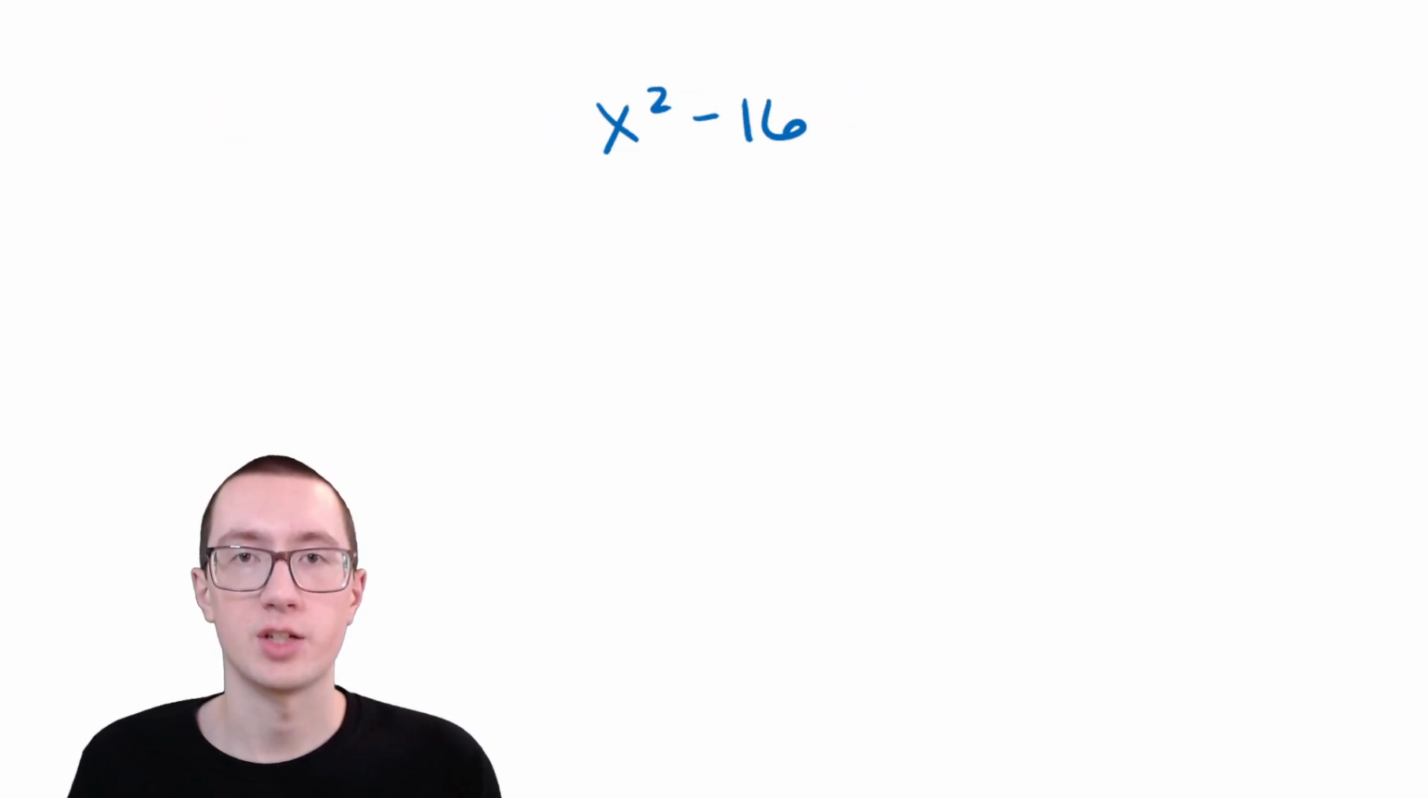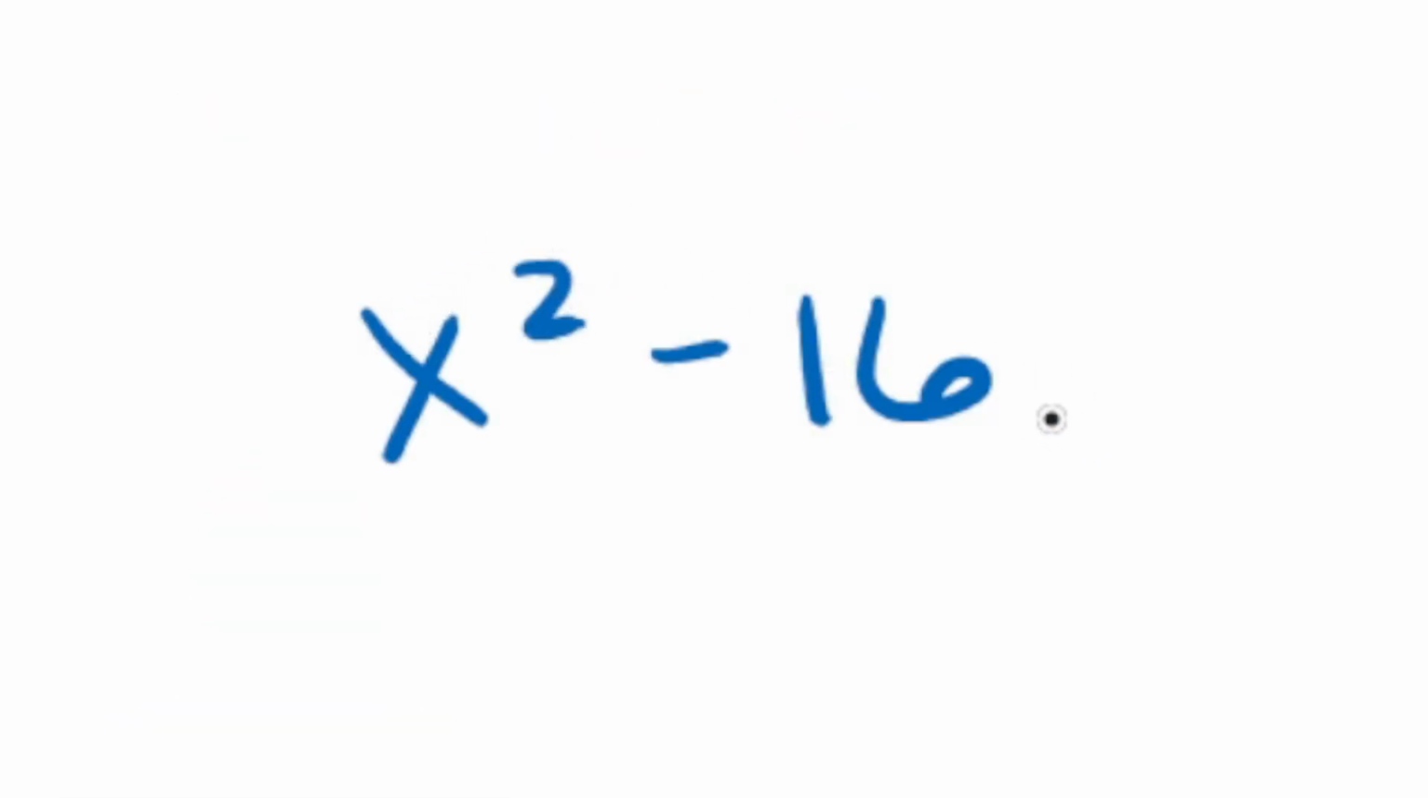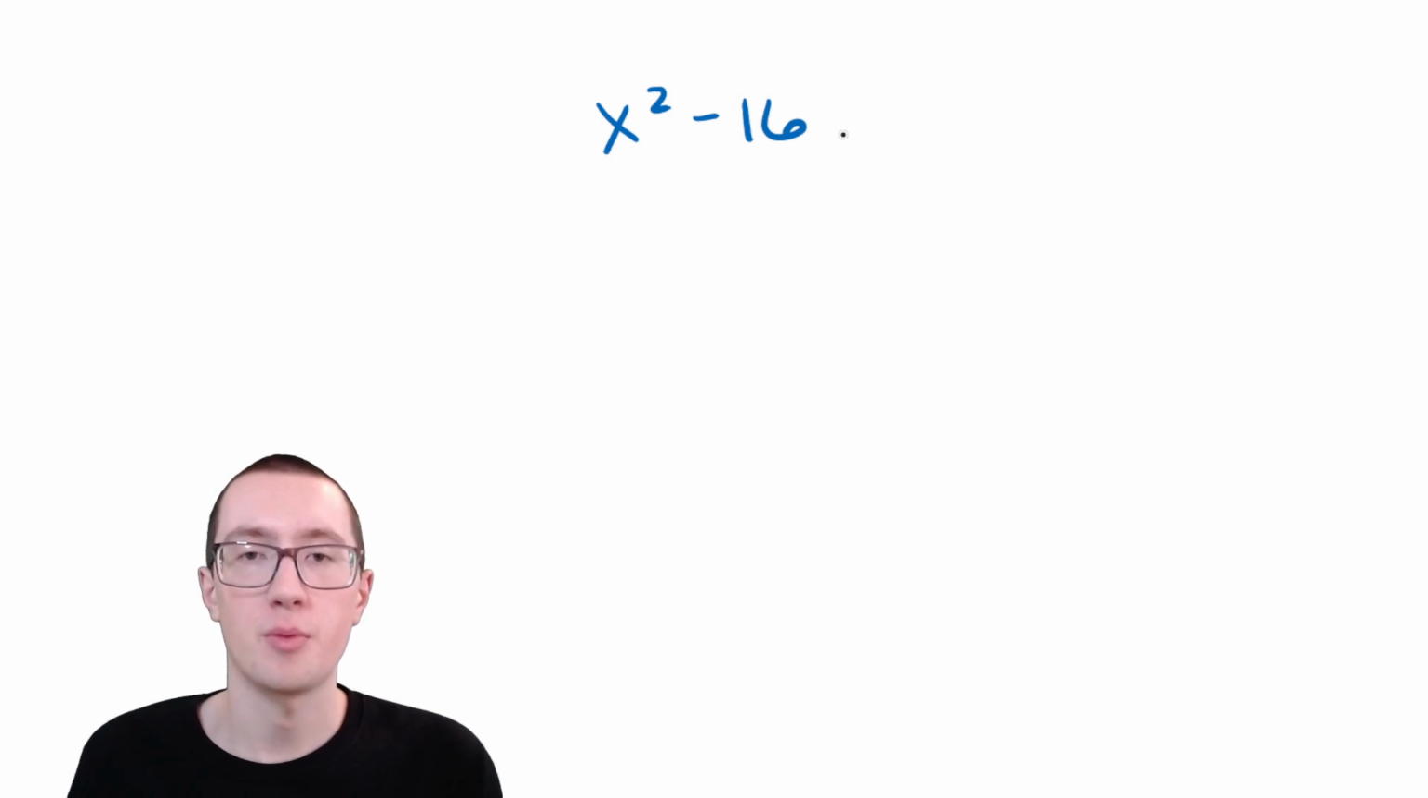All right, here's our second example. We need to factor x squared minus 16. Now, there's no common factor here, right? Only one of them has numbers and only one of them has letters. So we're not going to be able to do it that way.